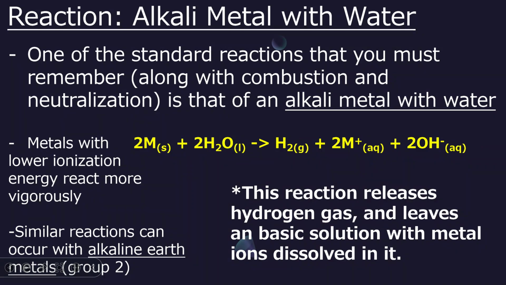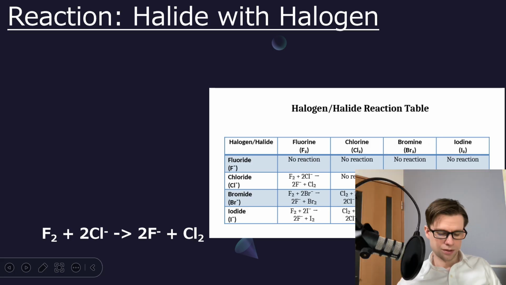We can see there's 2M+ and 2OH-. The more OH- you add, the higher your pH is going to get, the more basic a solution you're making. All right. So the most metallic of metals are the alkali metals.